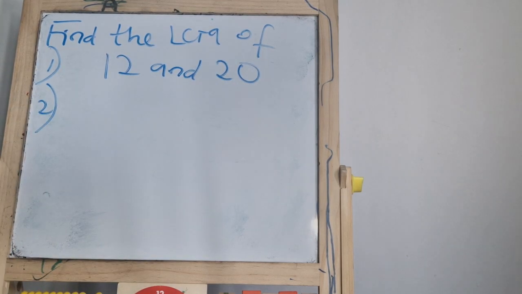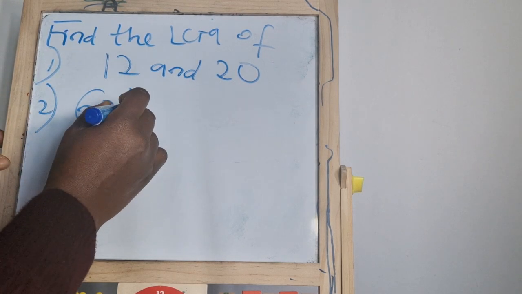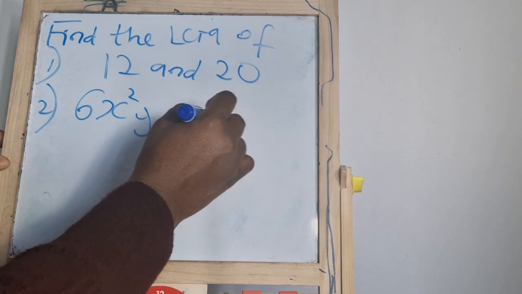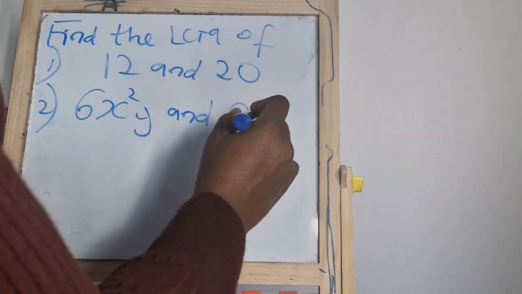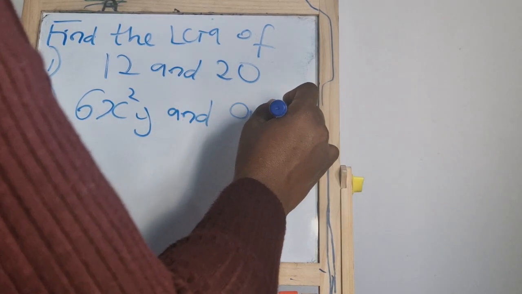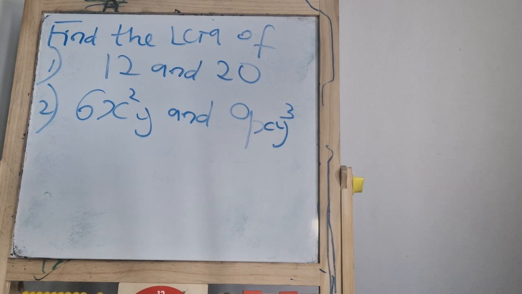Now find the LCM of 12 and 20. And also find the LCM of this algebraic term, 6x squared y and 9xy cubed. Find the LCM of these two terms and put your answers in the comments.